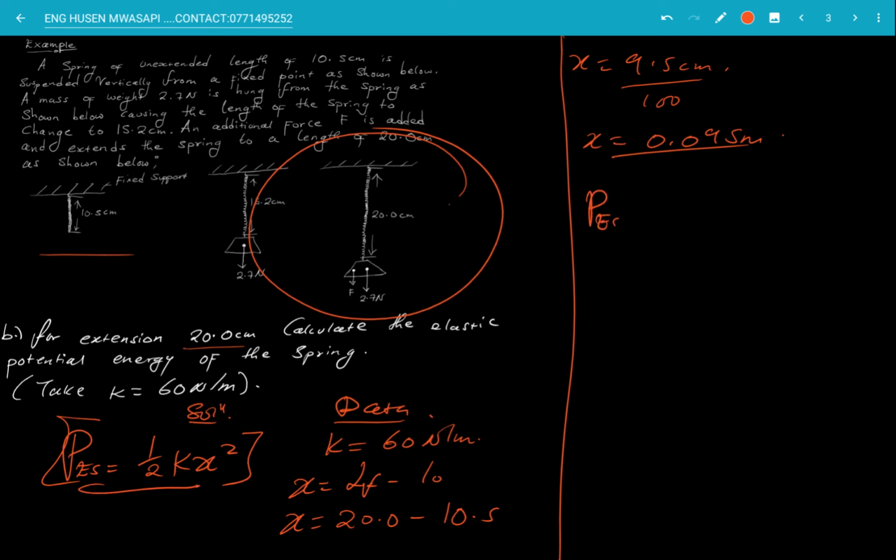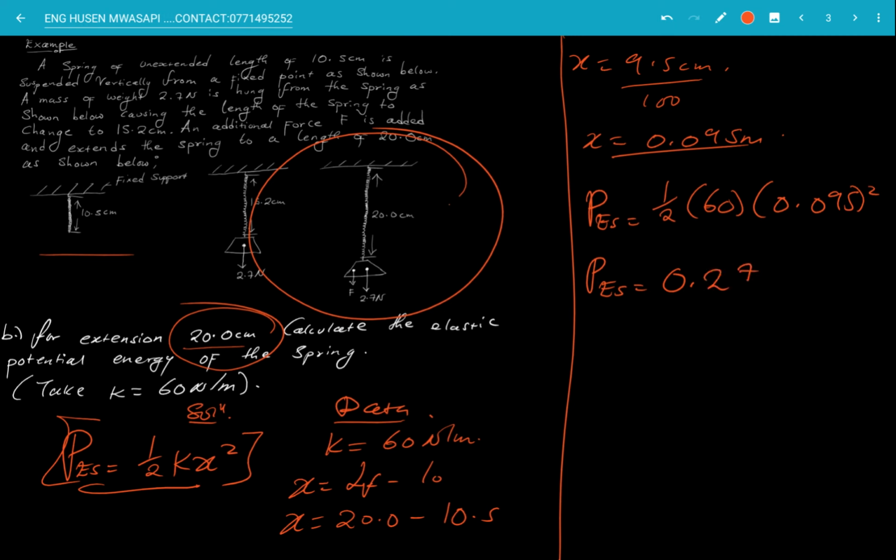So elastic potential energy of the spring is equal to half k, which is 60, and the extension is 0.095 squared. If you compute this on your calculator, then the elastic potential energy of the spring for the extension of 20.0 centimeters will be equivalent to 0.27075. If we round this off, then the elastic potential energy of the spring will just be 0.27 joules. As simple as it is.